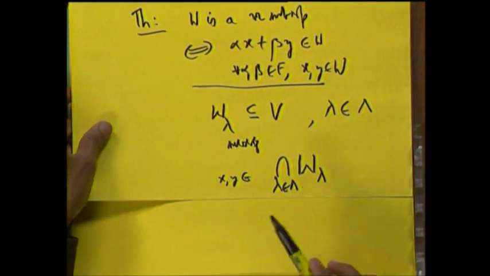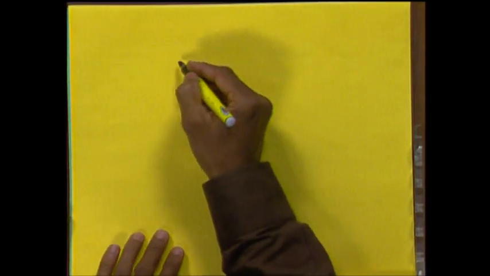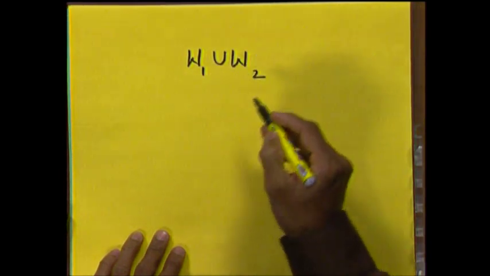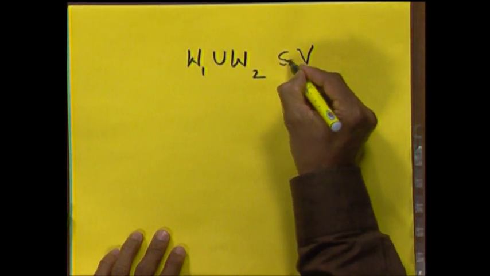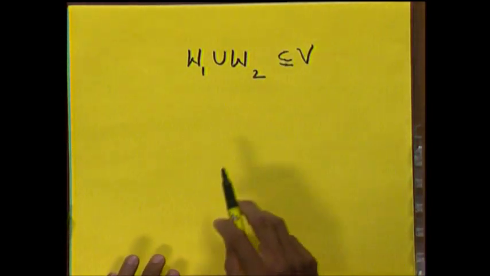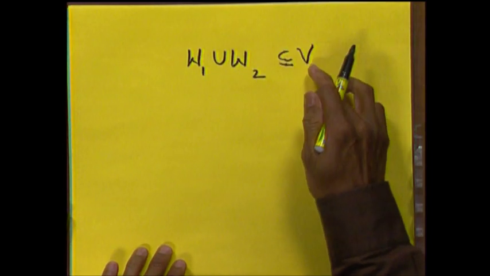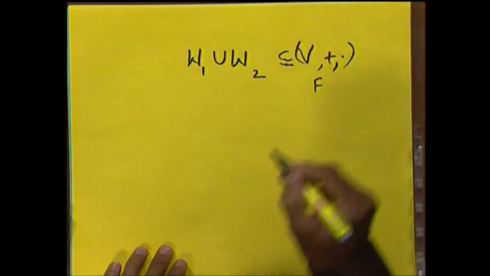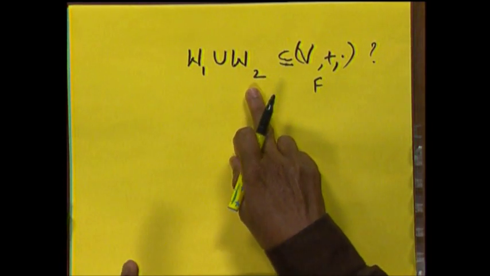Once this happens for intersection, we can ask what happens to union. Means if you have two vector spaces W1, W2, is their union also a vector space? Is their union also a vector subspace of V? I am assuming that W1, W2 are vector subspaces of V under the same plus and dot, or the same field. The question is, what happens to their union? Is it also a vector space? The answer is no. Let us look at an example.